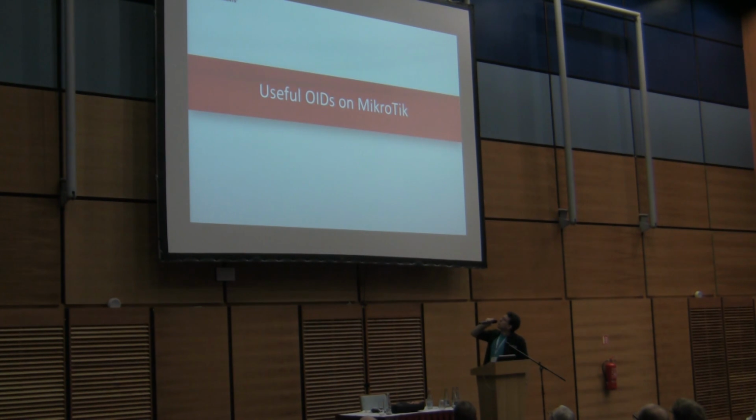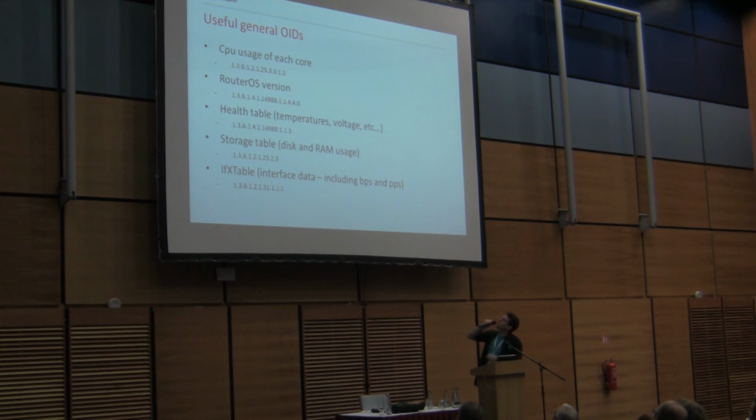So like I promised, here are some useful OIDs on MikroTik. For example, CPU usage of each individual CPU core is located on this OID. RouterOS version is right here at this OID. Health table, so temperatures, voltages, wattage, so power usage, all the different temperature sensors that MikroTik has. Right here under this is actually a table, so the tree under this OID, if you do a walk, you will see all of it.